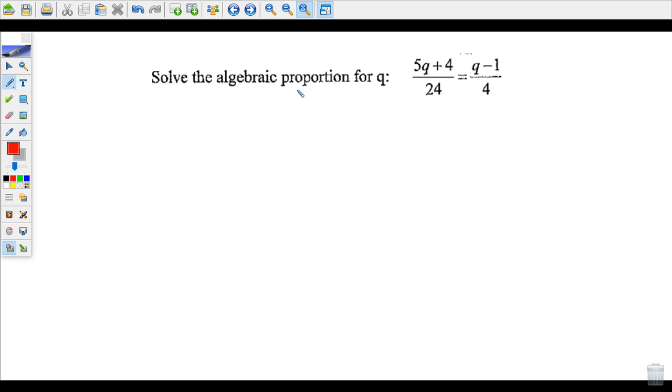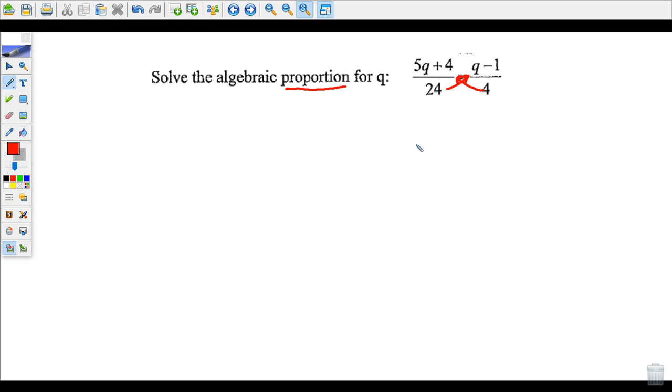Solve the algebraic proportion for q. So proportion, we've talked about proportion a little bit here and there throughout the year, but a proportion means that cross products are equal. So proportion is two ratios or two fractions that are equal, and a property of that is that the cross products, when we multiply diagonally, those things are equal.